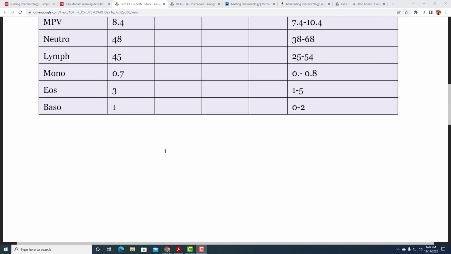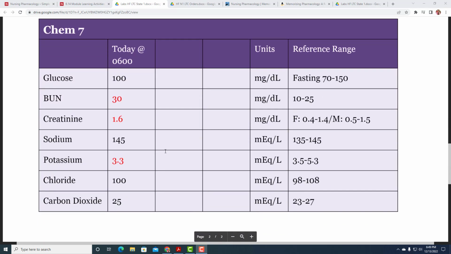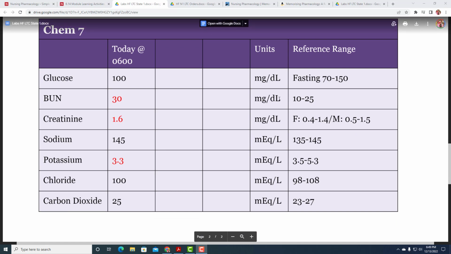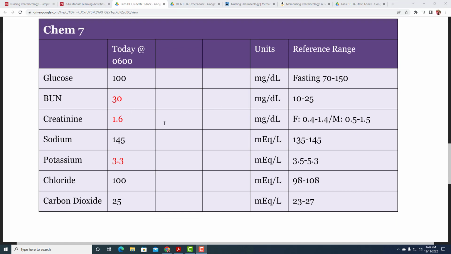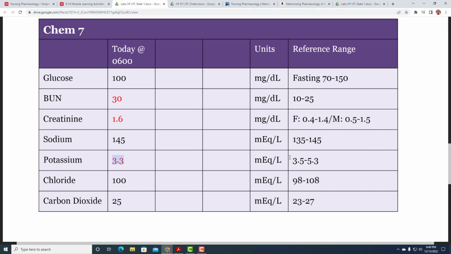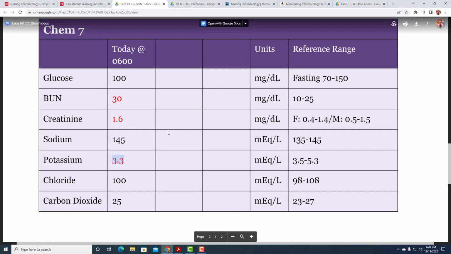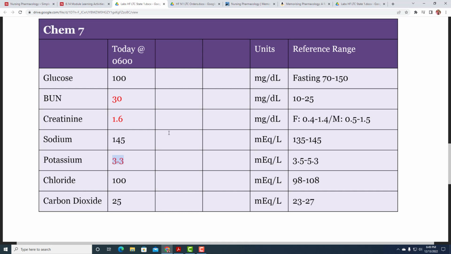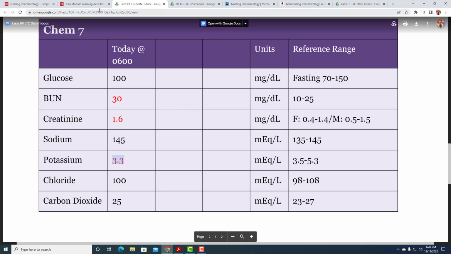So we'll go down to the next part, which is the Chem 7. We see the BUN a little bit high at 30, creatinine a little bit high at 1.6. But our real concern here is this potassium, 3.3. That is under the 3.5 to 5.3 milliequivalents per liter. And so when we see hypokalemia, it's probably caused by the loop diuretic. And with digoxin, that's a real big concern.